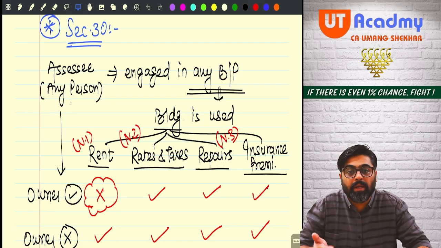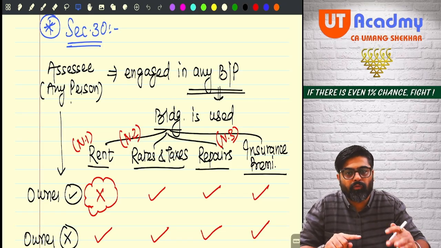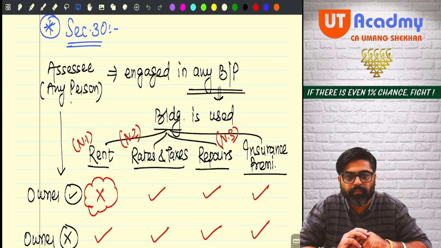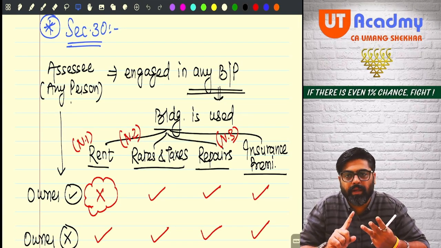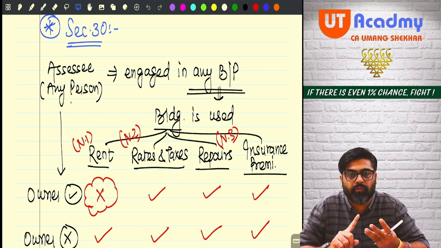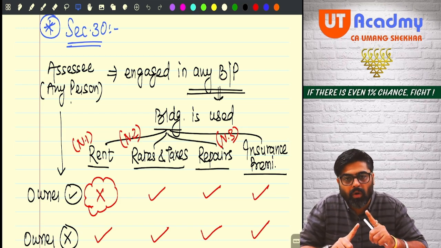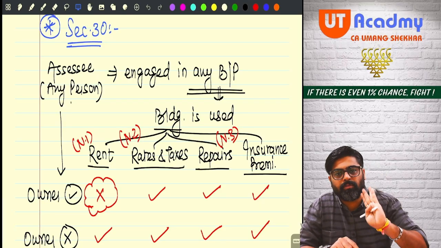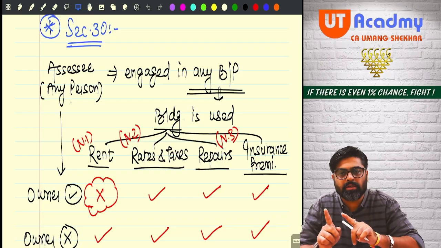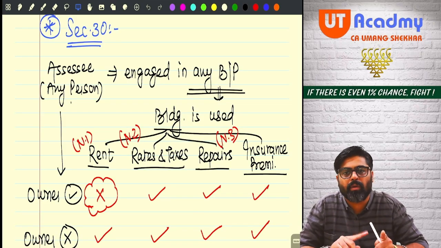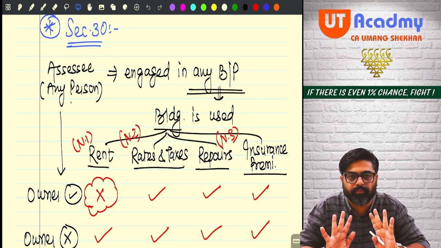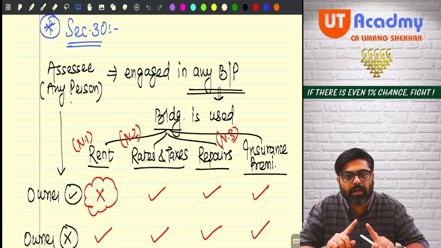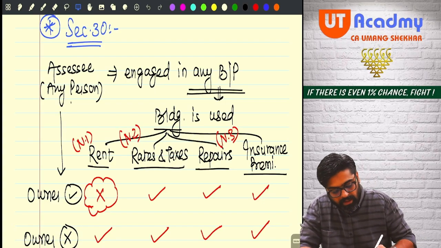and you are using any building for your business or profession, and for that building, the following four expenses you have incurred. Number one, rent. Number two, rates and taxes. Number three, repairs. And number four, insurance premium. So all these four expenses which are related to this building will be allowed as a deduction from your business income. Meaning from your business income, you can reduce these four expenses.